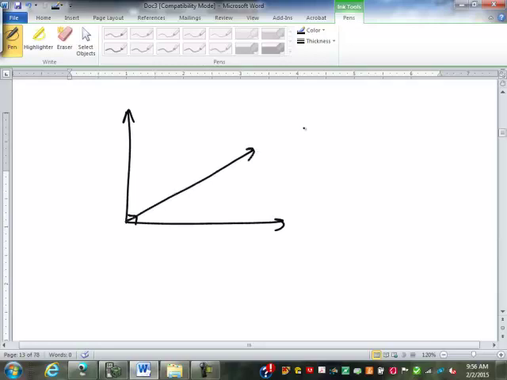Let's see here. Let's find those two angles. Anytime you see this little square box down here in an angle, that means it's a right angle.